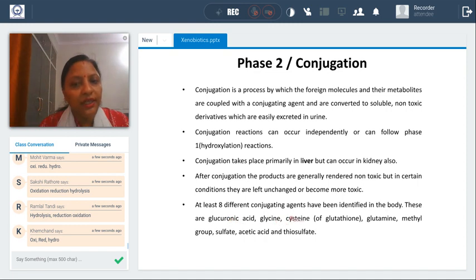At least 8 different conjugation agents have been identified in the body. These are glucuronic acid, glycine, cysteine of glutathione, glutamine, methyl group, sulfate, acetic acid, and thiosulfates. These are the conjugating agents.